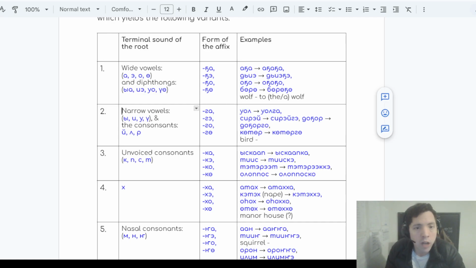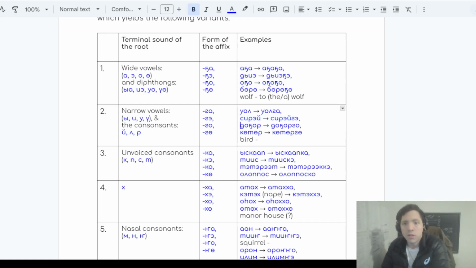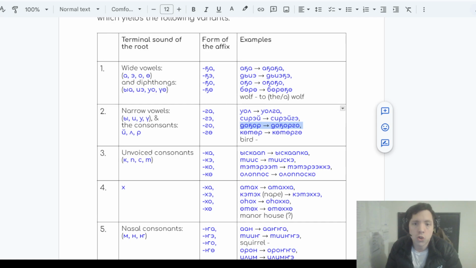So if the word ends in a narrow vowel, e, o, or u, or the consonants ya, la, ra, then you're going to add ga, ge, ga, gu. So we'll say wal, walga; sire, sirege. I'm not going to translate all of these. These are all words that we have or have had. Dagar, dagarga; gutter, gutterugu; bird, to the bird.